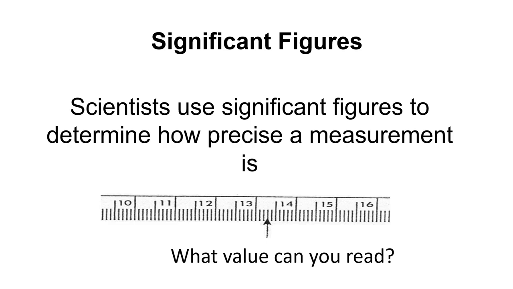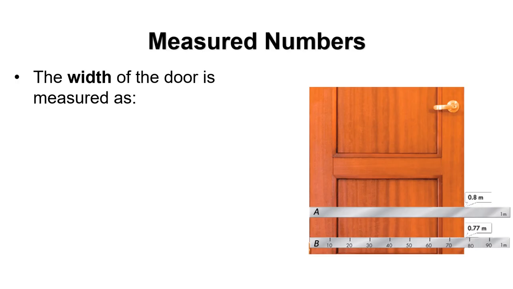Can you see where the arrow is pointing? Somewhere between 13 and 14. What value can you read? Do you think you will be able to read 18? Or is this 13.5 or 13.6? What value can you read? Measured numbers, let's start there.